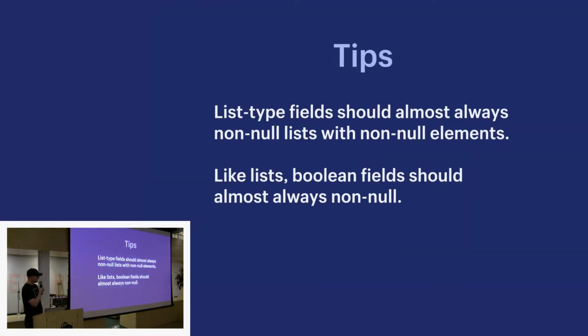We have some tips here, not necessarily rules, but tips that are great to follow. List type fields should almost always be non-null lists with non-null elements. Likewise, Boolean fields should almost always be non-null. The only exception is if you think there's some semantic difference between null and an empty list. And just because a list is non-null, keep in mind you can always return an empty array. That's still valid.